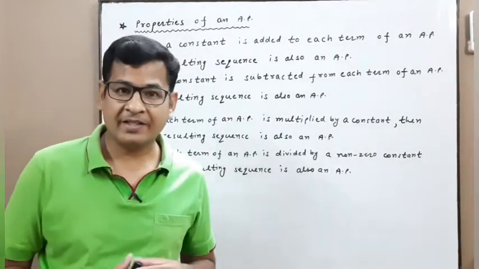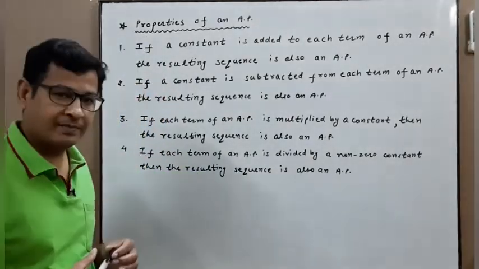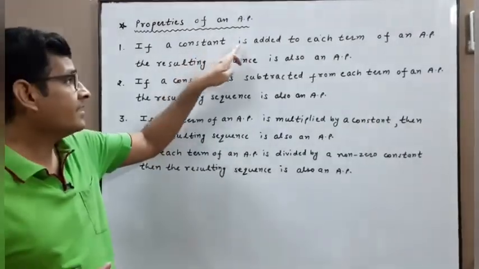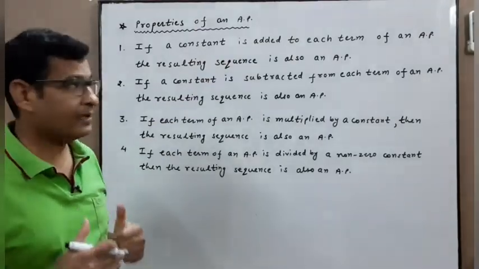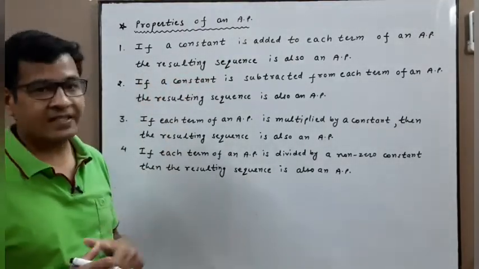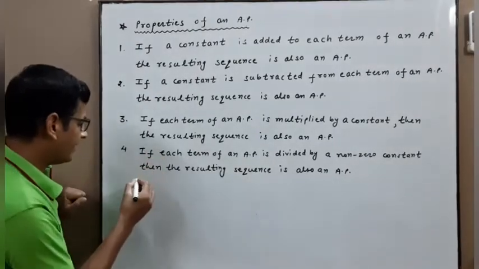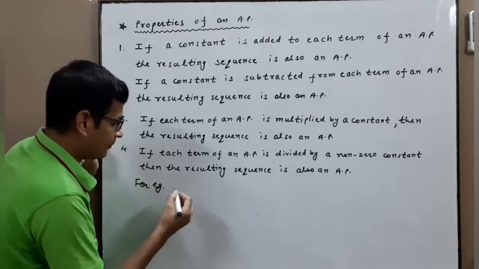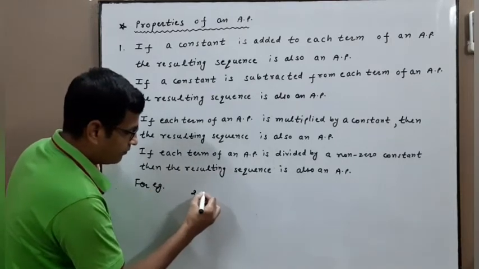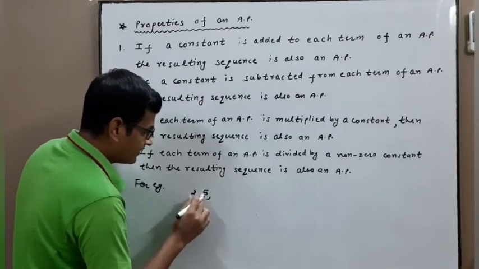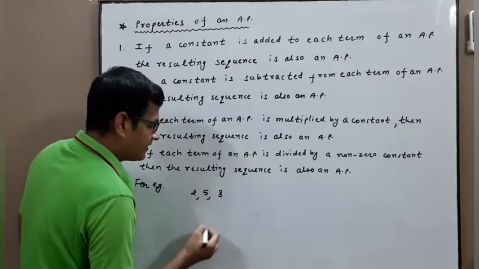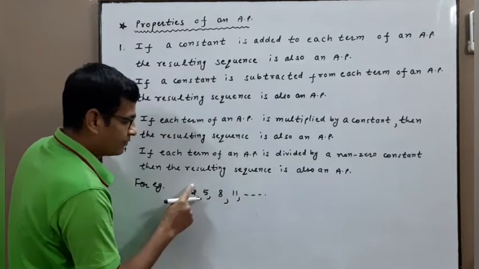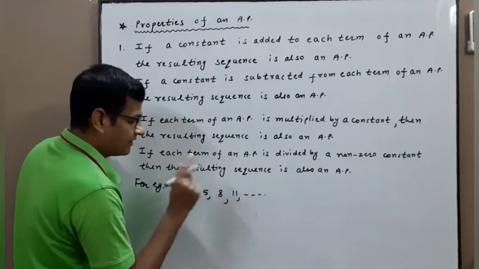Properties of arithmetic progression means properties of an AP. Number 1, if a constant is added to each term of an AP, the resulting sequence is also an AP. So let us consider an AP, for example 2, 5, 8, 11. So it is an AP: 5 minus 2 is 3, 8 minus 5 is 3, 11 minus 8 is 3.